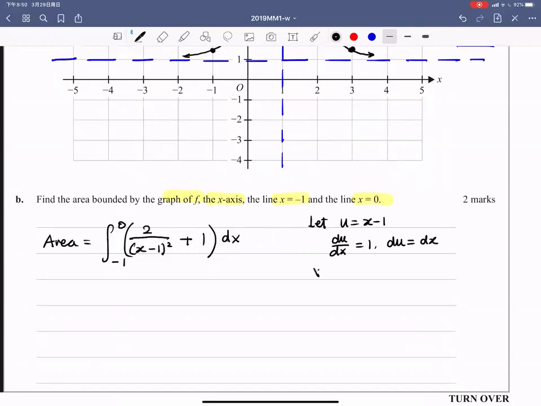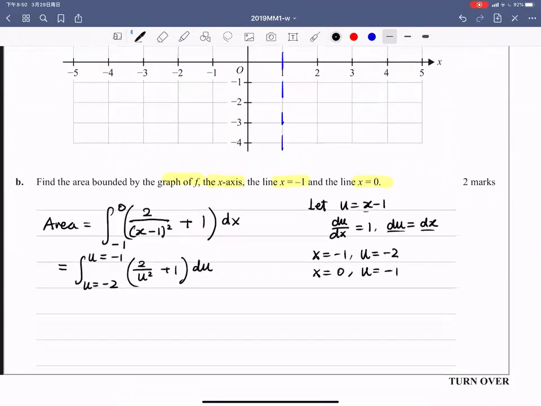And when x equals -1, my u will be what? My u will be -1 minus 1, which is -2. When x equals 0, my u will be -1. Therefore, I'm actually changing the variables: u goes from -2 to -1. And here you should have 2 over u squared plus 1, and here you should still have du because du equals dx.